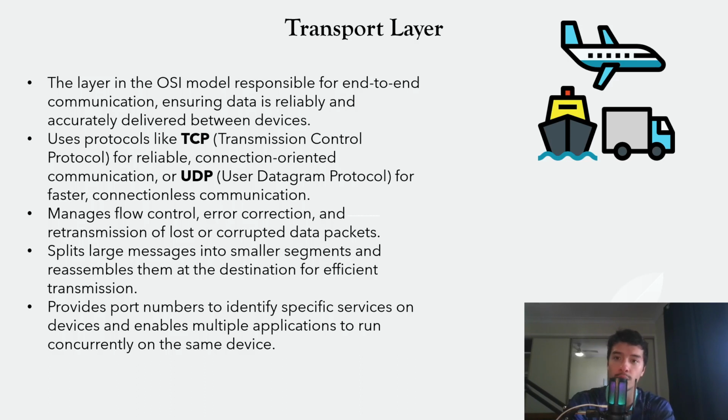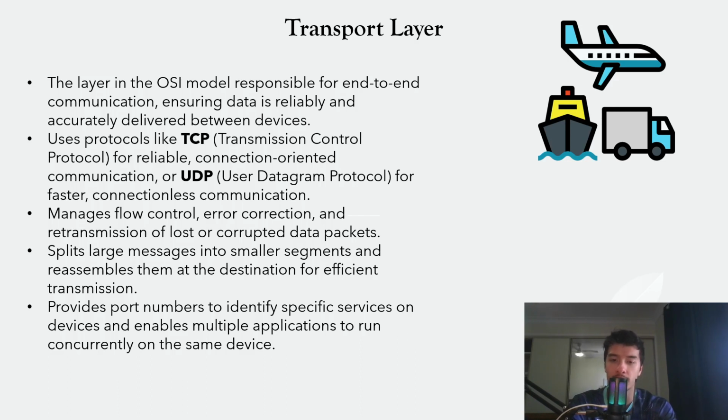User protocols like TCP, UDP are done in this layer. Manages flow control, error correction, and retransmission of lost or corrupted data packets. Splits large messages into smaller segments and reassembles them at the destination for efficient transmission. So this is where it breaks packets into parts, so you can send them without sending such a large one at a time.